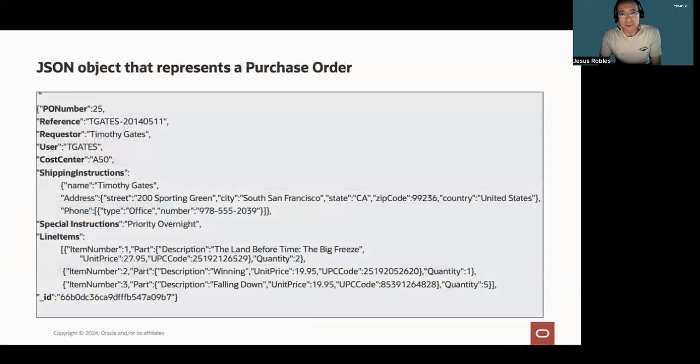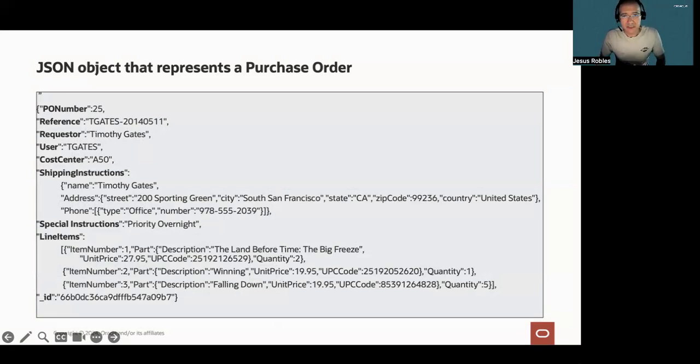This example shows a JSON object that represents a purchase order with 8 top-level field names, PO number, reference, and so on. Most of the fields here have string values. For example, the field user has the value tgate. A PO number and zip code have numerical values.